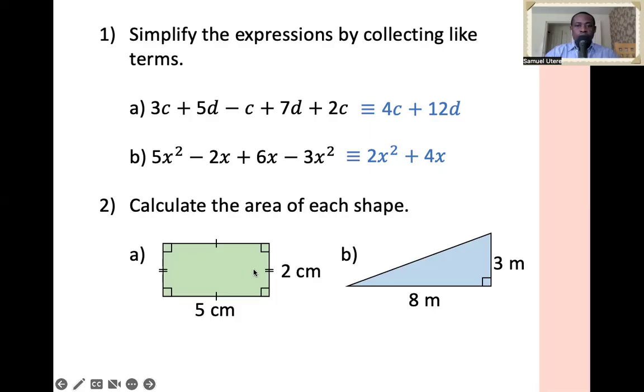Next, you're asked to calculate the area of each shape. So this one is a rectangle, so you just multiply the length and the width, and that will give you 10 centimeters squared. I'm sure you haven't forgotten how to calculate the area of a triangle. So you multiply the base and the perpendicular height, and then you have the result. So that should be 12 meters squared.